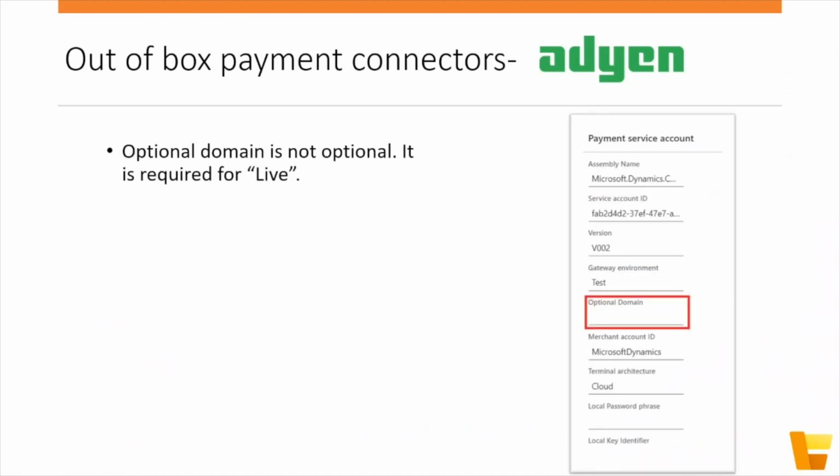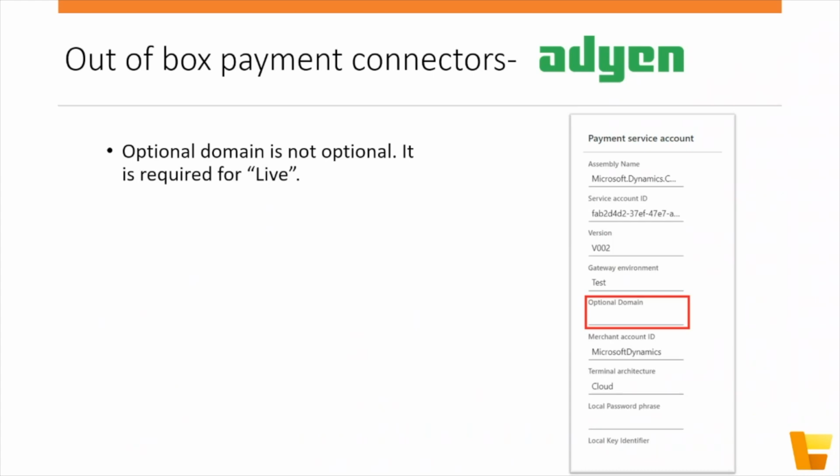So another thing, optional domain. This is a property that's required when you go live. The main point here is that the label is bad because it's not optional at all. It's required for live, and this is documented, but we will see people try to go live and optional domain continues to come up.